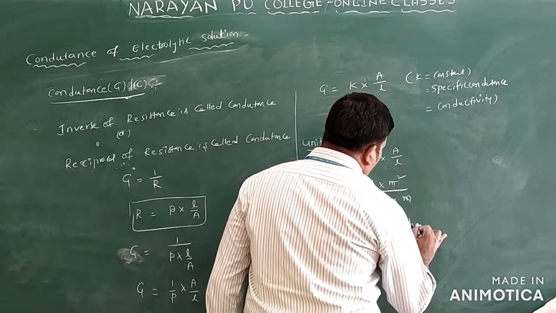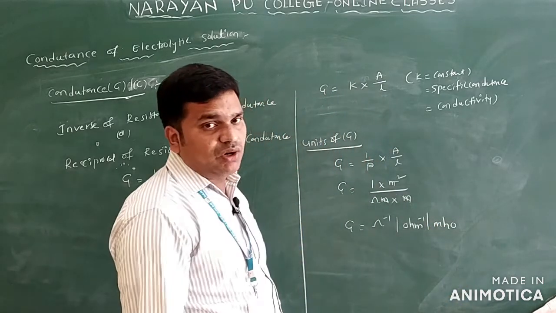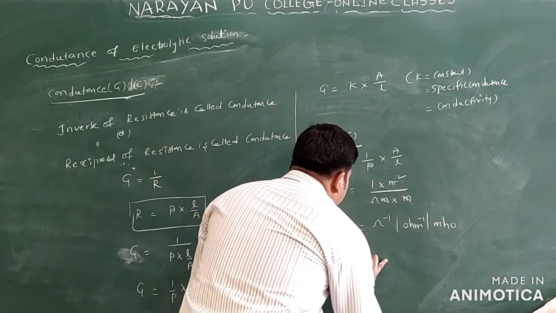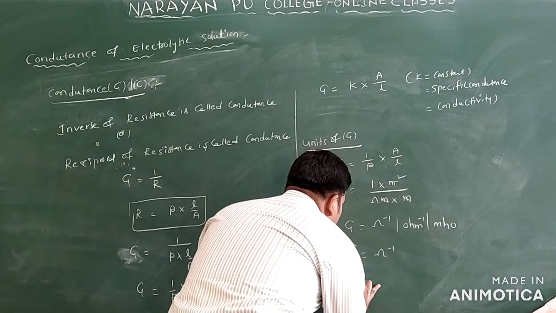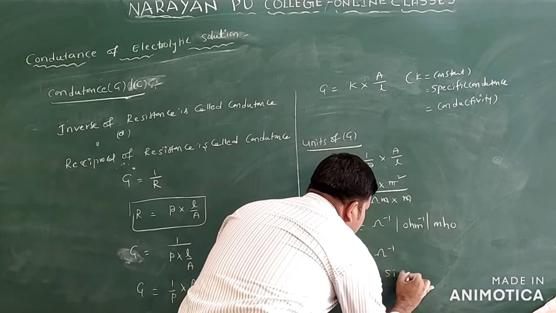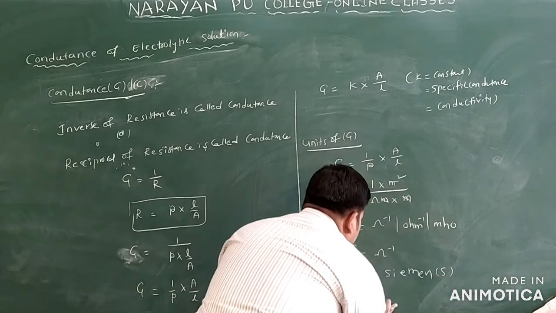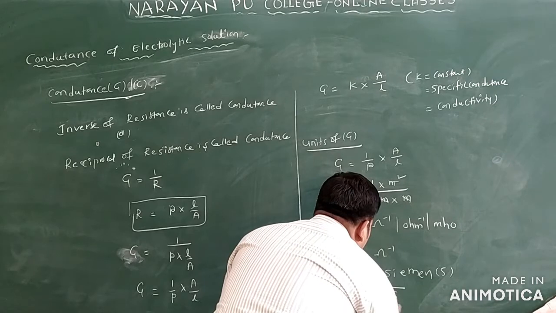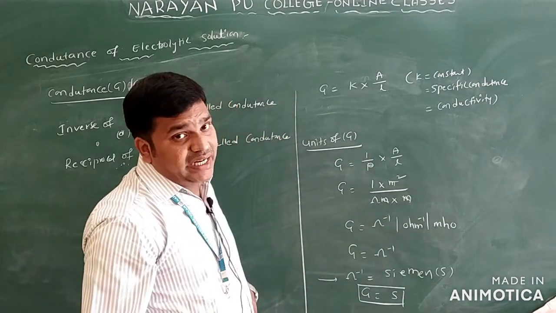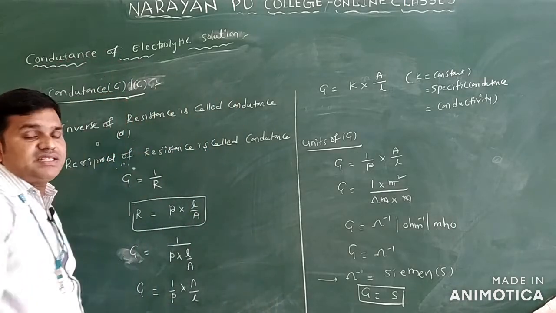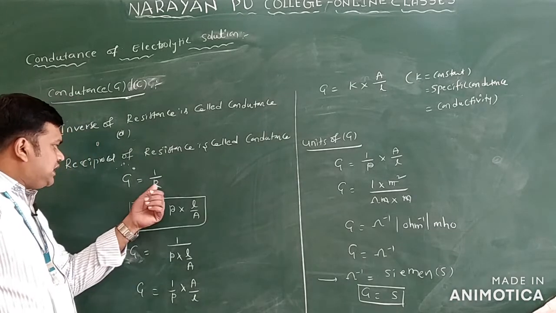Or you can write MHO. But generally the unit you got here is ohm inverse, and in SI units, ohm inverse is equal to Siemens. Siemens is denoted by S only. So the unit of conductance is Siemens. What is conductance? Inverse or reciprocal of the resistance is called conductance. So conductance is equal to 1 by R.